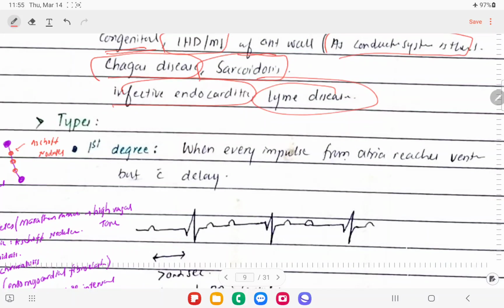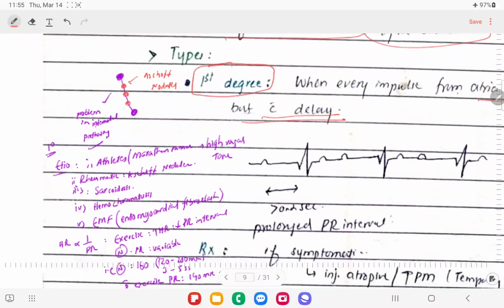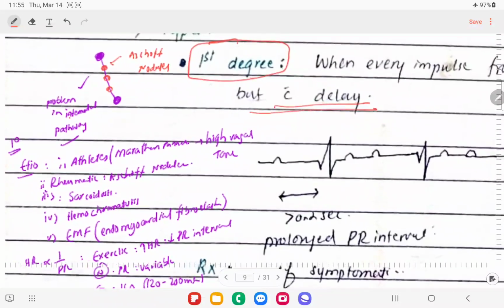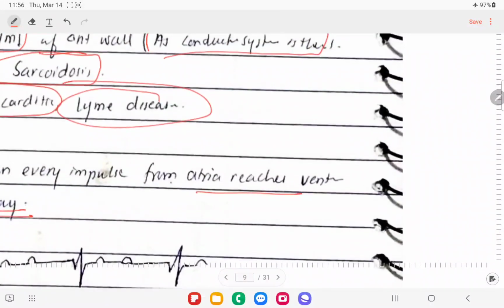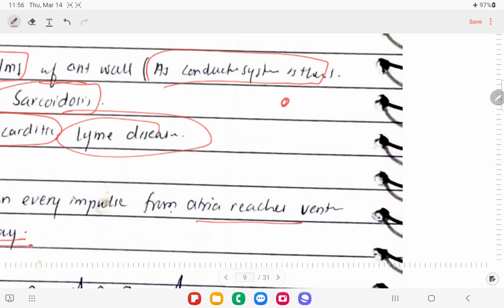So if we talk about first degree heart block, this is when the impulse from the atria reaches the ventricle but gets delayed. You can see here this is the SA node, and this is the AV node. So let me draw it here. This is the SA node, then we'll have the internodal pathways, then the AV node.